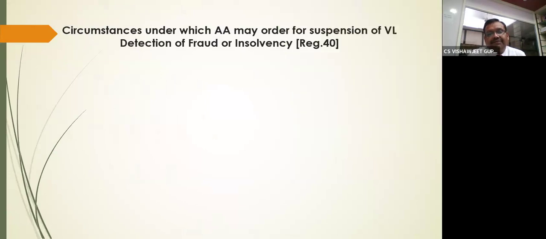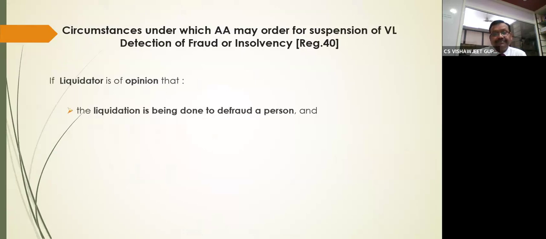Now, circumstances under which the adjudicating authority may order for suspension of voluntary liquidation: detection of fraud or insolvency. Right? This is the first and foremost condition under Section 59, that the majority of the directors or majority of the designated partners will give their declaration of solvency, and in that declaration of solvency, they will write that the company is not being liquidated to defraud any person.